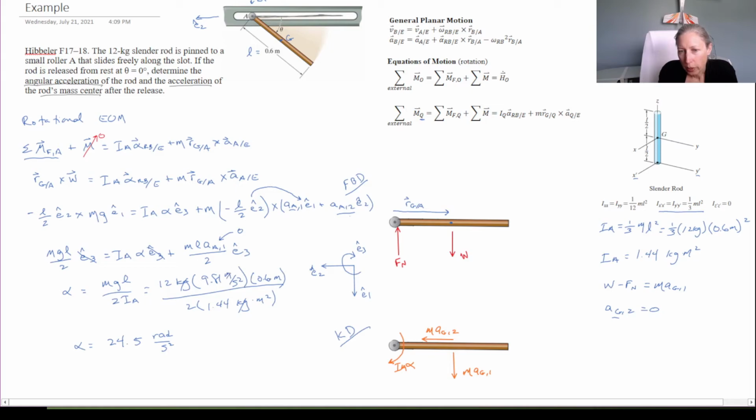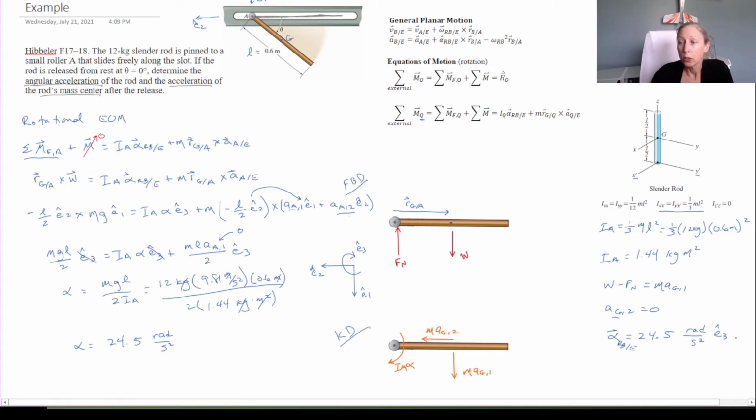We've got 2 meters in the numerator. We've got 2 meters in the denominator. So that's going to give us radians per second squared. So that looks good. I'm going to write my alpha value over here, 24.5 radians per second squared. And of course, if we were going to write this as a vector, this would be alpha of the rigid body as seen from E. And of course, this is acting in the positive E3 direction.